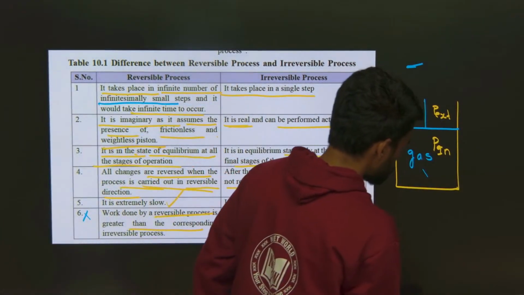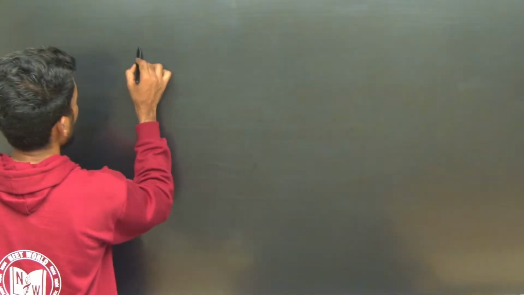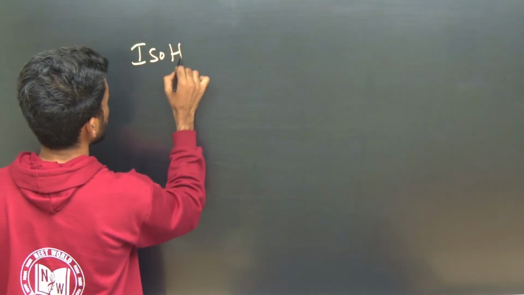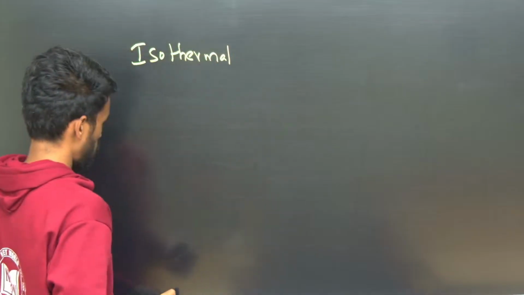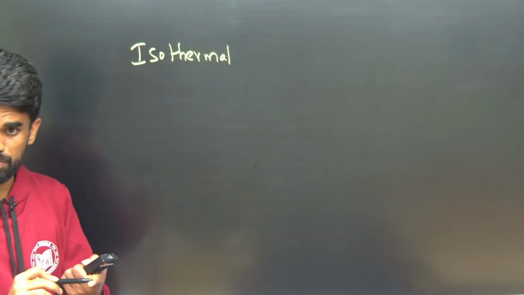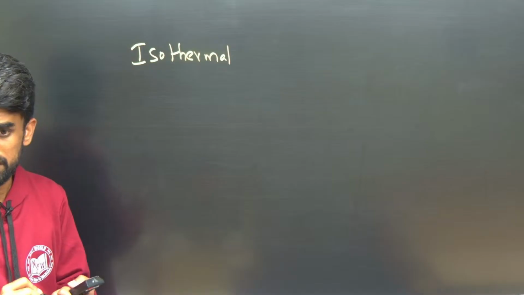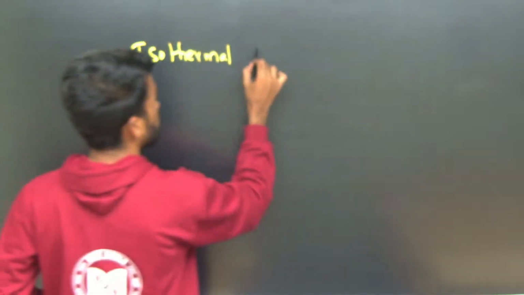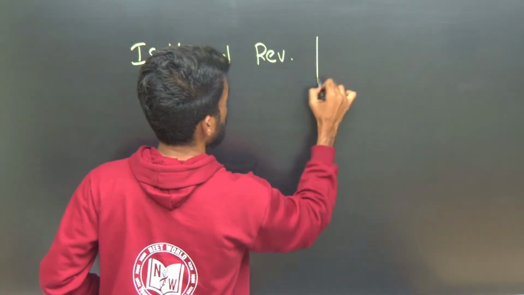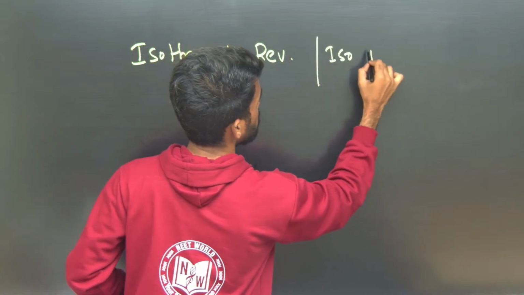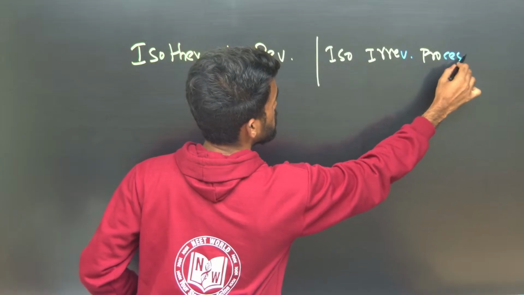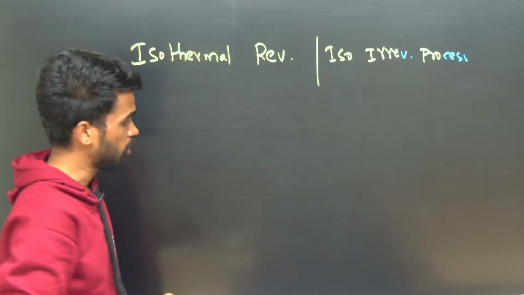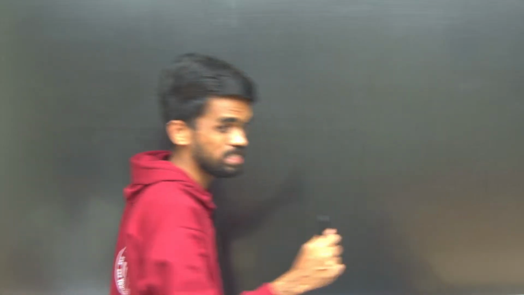Now I am saying isothermal process we discuss, adiabatic process we discuss. Now we have isothermal reversible process and isothermal irreversible process. So before going to discuss these terms, we need to know some other terms and the basic first law and zeroth law of thermodynamics.